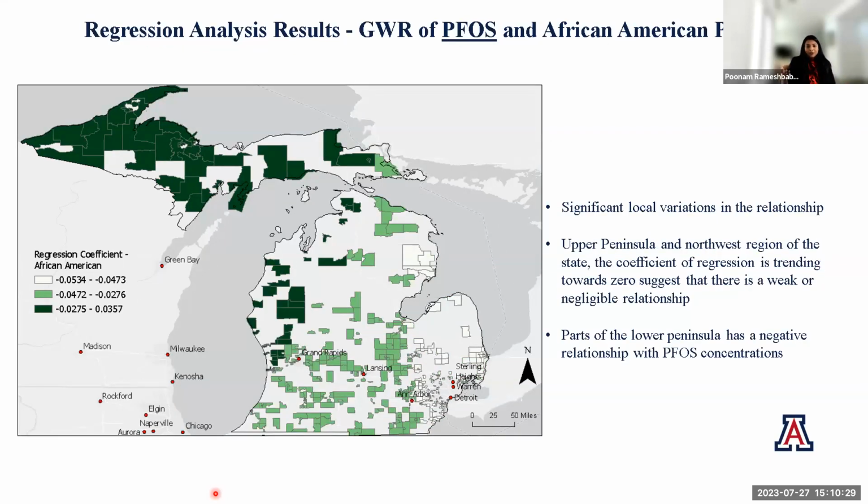So this map shows PFOS model results with African American population. This is kind of interesting because the GWR model shows local variations in the relationship, because the regression coefficient is negative in the eastern and central part of the state, whereas in the Upper Peninsula and northwestern part of the state, the coefficient of regression is trending towards 0 or a positive value, which could suggest that there is a weak or negligible relationship. But compared to what we saw with the PFOA model results, although the trend is similar, the analysis does show that there is a more local variation of how African American population relates to PFOS concentrations.